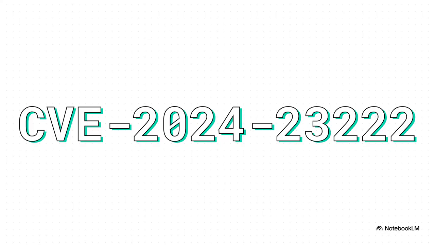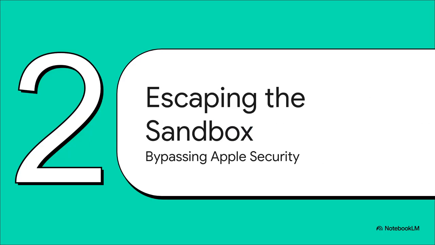To give you an idea of the firepower we're talking about, let's look at one of those initial lockpicks, CVE-2024-23222. This is a WebKit zero-day vulnerability used by Coruna. It grants the attacker memory read and write capabilities right inside Safari. It's basically the wedge that forces the door open just enough to let the rest of the exploit chain slip inside.